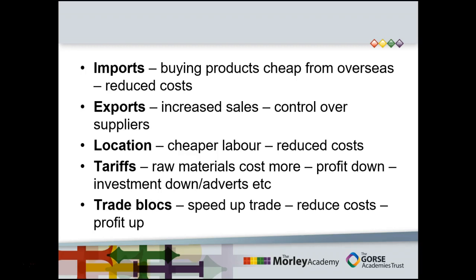Trade blocks. There haven't been any trade block questions, and it is new to the specification. There's not been any trade block questions in the sample assessment materials or any of the mock papers that the exam board have put out. Trade blocks: we are currently just about within a trading block, which is the European Union.